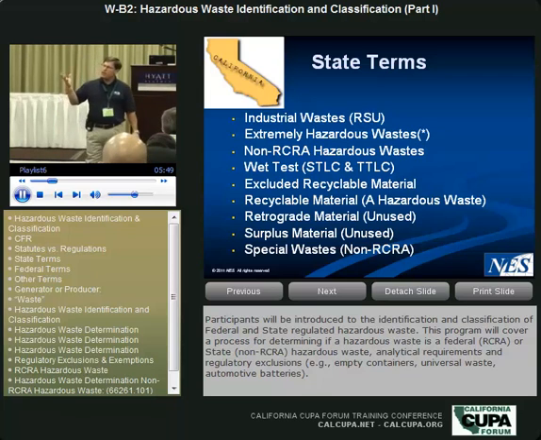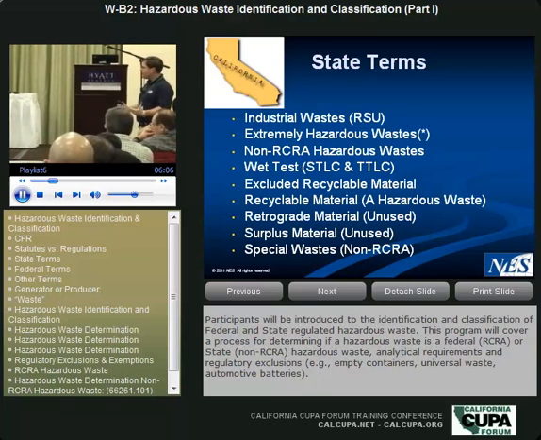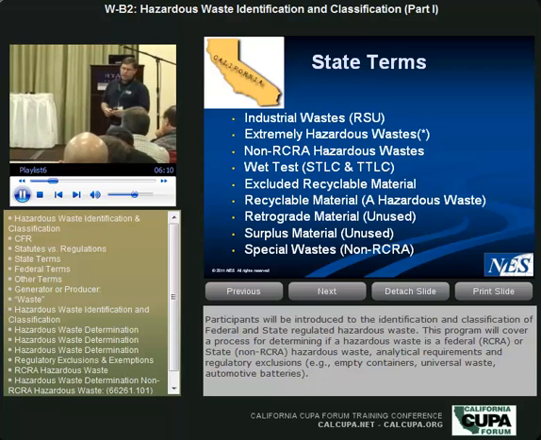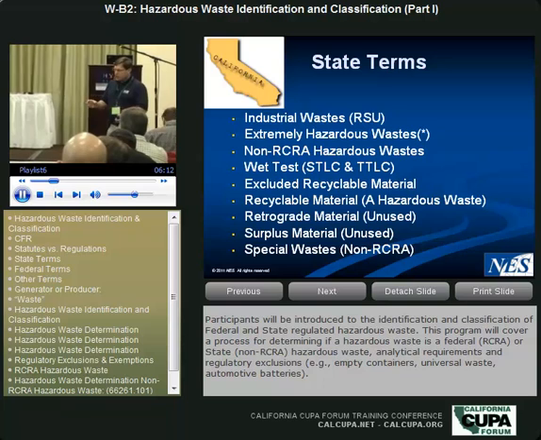So they're not a RCRA waste, but they're still managed as a hazardous waste in the state. So in California, a non-RCRA hazardous waste is a waste that's regulated by the state of California that's outside the domain of RCRA. And then we have WET. And WET really should be all-capital, because it's an acronym for Waste Extraction Test. And the WET test is actually composed of 2 tests.